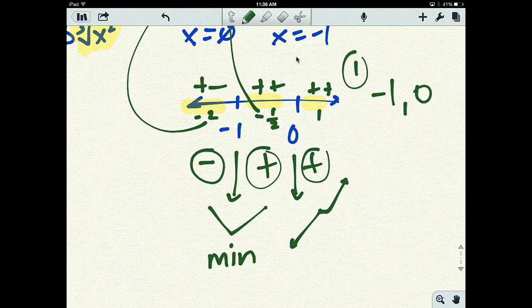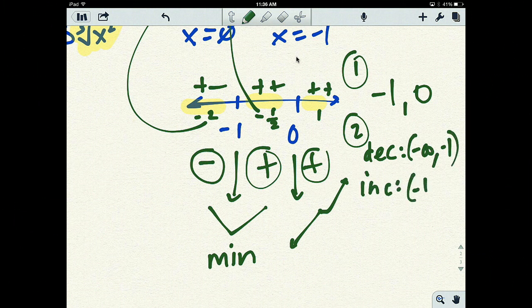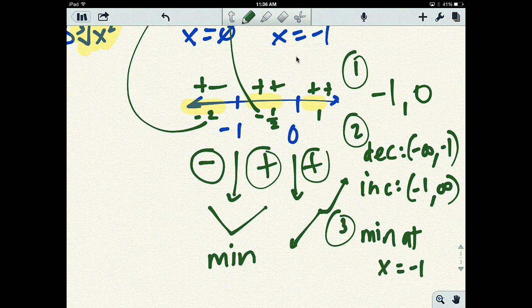Okay. This tells me I'm decreasing from -infinity to -1, and I'm increasing from -1 on to infinity. And the last thing is that I have a min at x equals -1. So again, just repeating the stuff from last lecture.